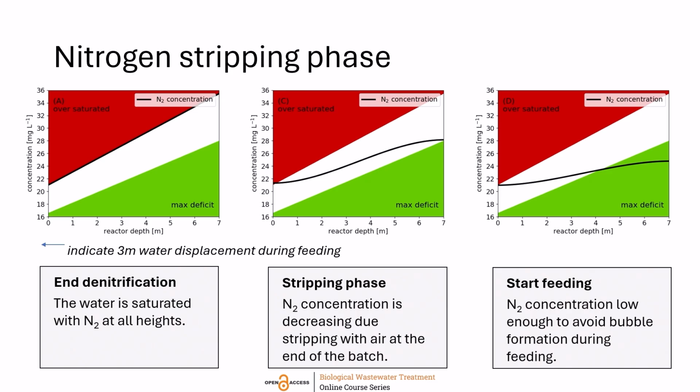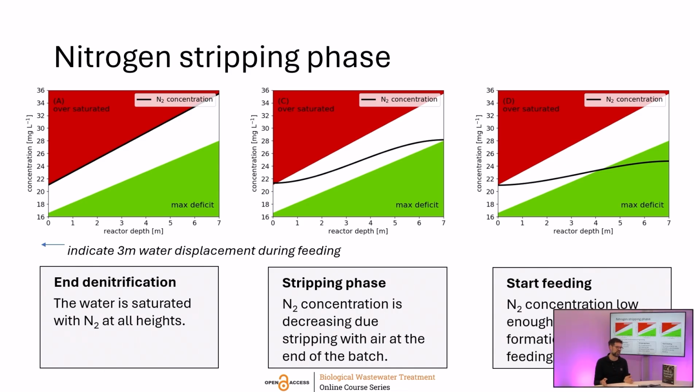So, there was pretty much an easy solution for that, because we knew that we could aerate to strip out nitrogen gas. So if you do a small stripping run at the end of your cycle, you could basically lower that concentration profile, and you see that in the different graphs. So if you do a stripping run for some time, you can lower the whole concentration, and then suddenly you can start feeding safely without having any bubble formation or very limited bubble formation during the feeding phase. So yeah, that really helped us to understand what was happening.